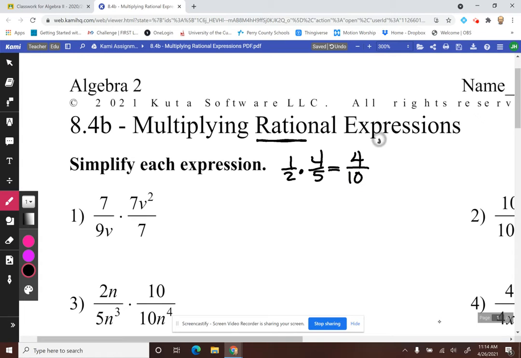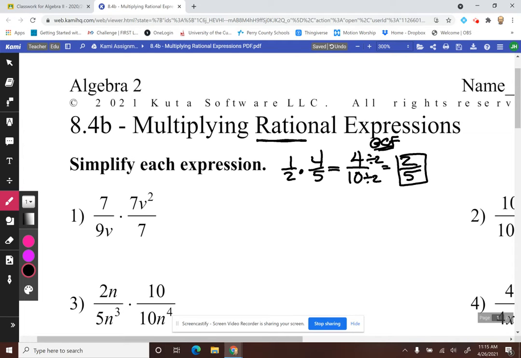And then again, we're looking for that GCF, right? So in this case, we're multiplying first. Now we're going to have to try to simplify. So GCF of 4 and 10, 2 will go into both of these numbers. So if I take 4 divided by 2, that's going to equal 2. And if I take 10 divided by 2, that is going to equal 5. So this would be my simplified fraction that I'd be done with.